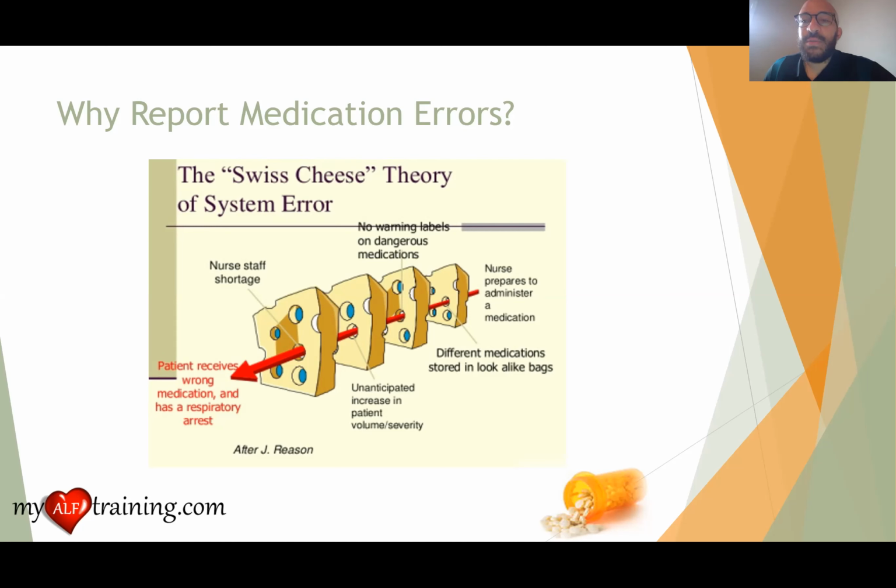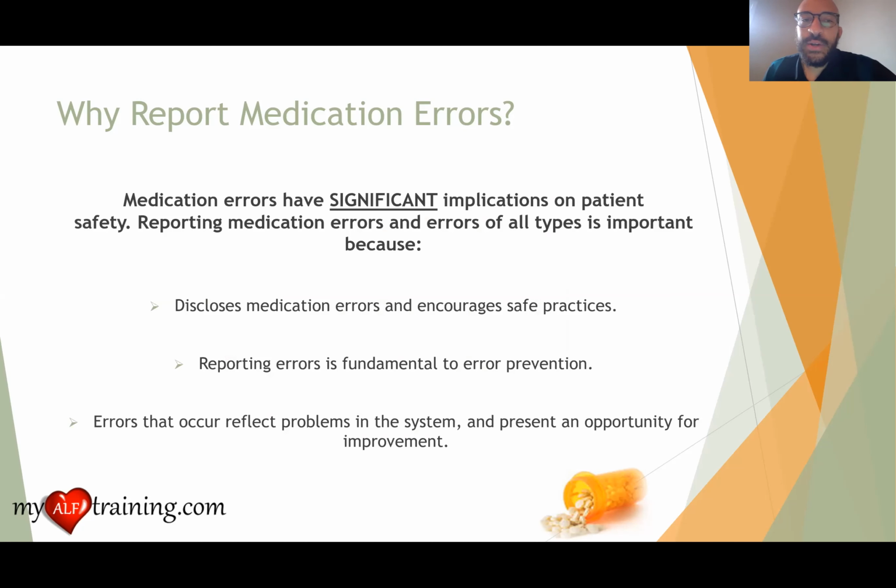The patient receives the wrong medication and has a respiratory arrest. Just as simple as that. So why do we want to report medication errors? Why is it important for us to report medication errors? Well, it's important for us to report medication errors because they have a significant impact on patient safety.